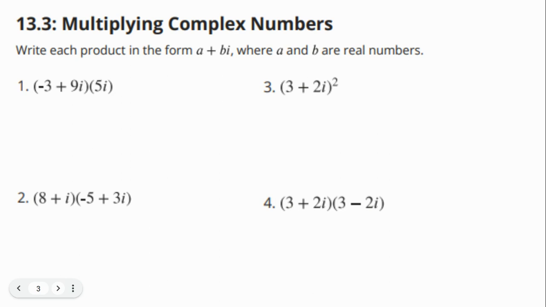Now, number 4 actually has a special term. We call these conjugates. Conjugates you can recognize where everything is the same except one is a plus, one is a minus. So let's notice what happens when we multiply conjugates. 3 times 3 is 9. 3 times -2i, -6i. Then distribute 2i. 2i times 3 is 6i. 2i times -2i, -4i squared.